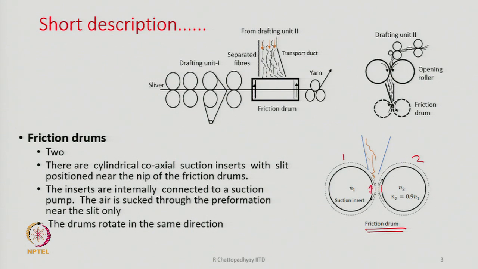So, here the air can enter only at the openings, where the slit actually exists, and therefore this will cause the fibers to be directed at the nip of the two friction drums. The drums rotate in the same direction, so that at the nip area the two surfaces of the drums move opposite to each other, otherwise the drum rotational directions are exactly the same.